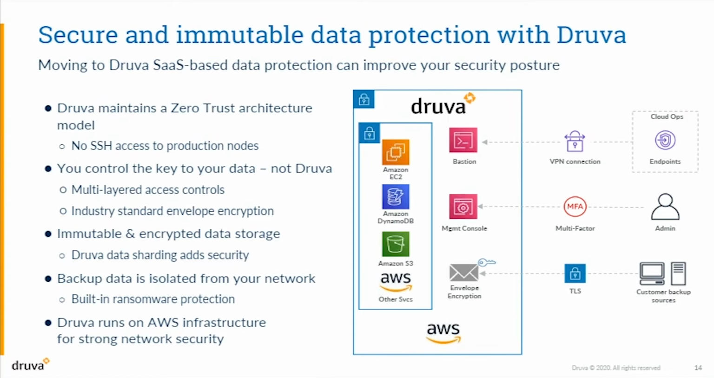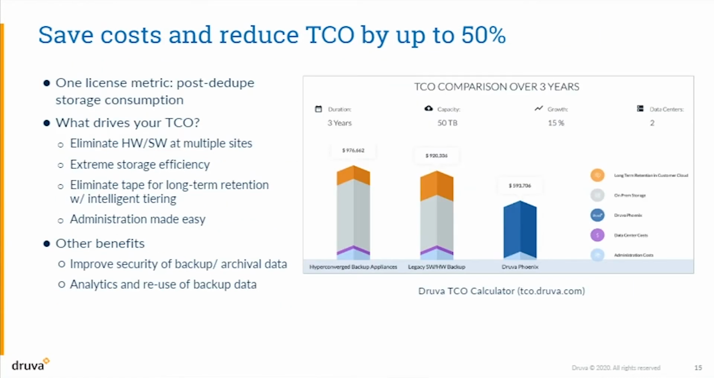And so by putting the data in the Druva cloud, the data is isolated from your network. You're getting this built-in ransomware protection. And in addition to that, because Druva is running on the AWS infrastructure, you're getting really strong network security capabilities, part of what both Druva and AWS are going to deliver to you, versus you needing to maintain and manage that yourself.